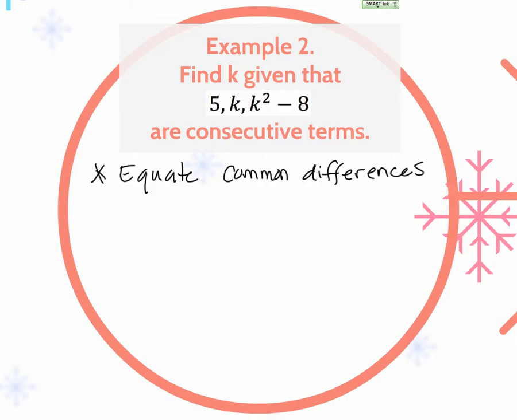So I know I brought that up when I explained why it's called arithmetic. We're going to just use that a little bit here. We're going to equate common differences. So, what does equate mean? Equal, okay. So I just have to equate my common differences. One of them has to be k minus 5, and the other one is k squared minus 8 minus k.